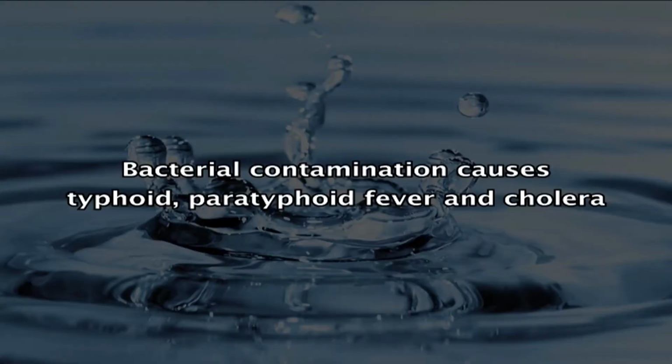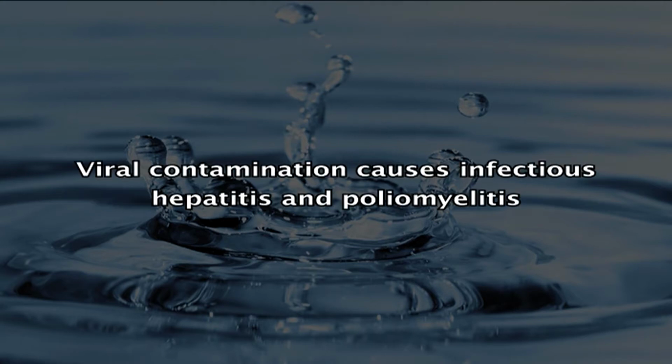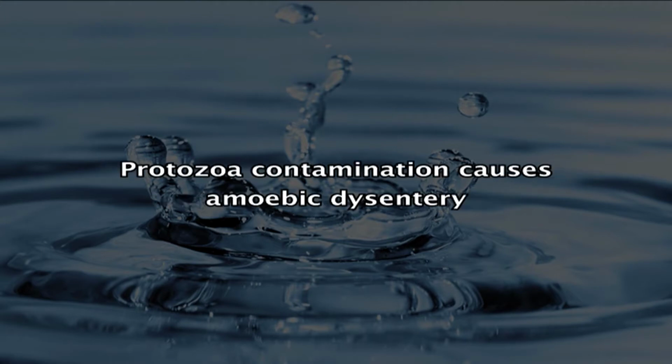Sewage, fertilizer, and agricultural runoff have nutrients and organic substances which lead to the increase of algal bloom, causing oxygen depletion. The lower oxygen levels affect the natural ecological balance of river and lake ecosystems. The outbreak of several waterborne diseases is associated with contamination of water with pathogens. For example, bacterial contamination causes typhoid, paratyphoid fever, and cholera. Viral contamination causes infectious hepatitis and poliomyelitis. Protozoa contamination causes amoebic dysentery.